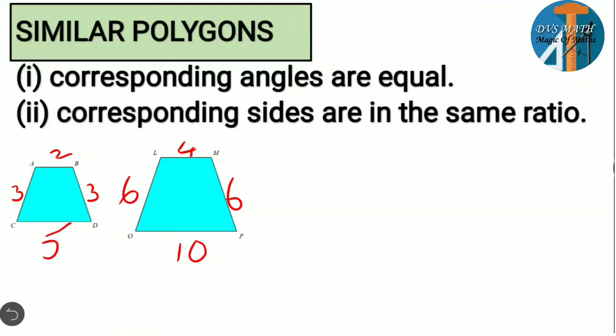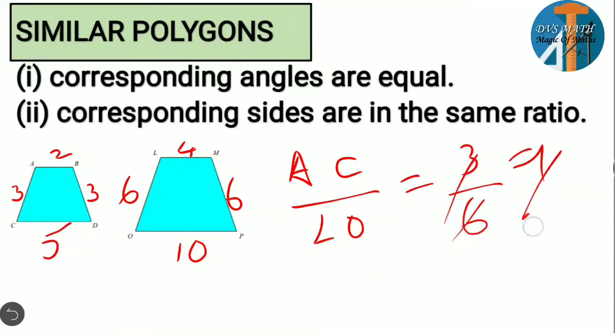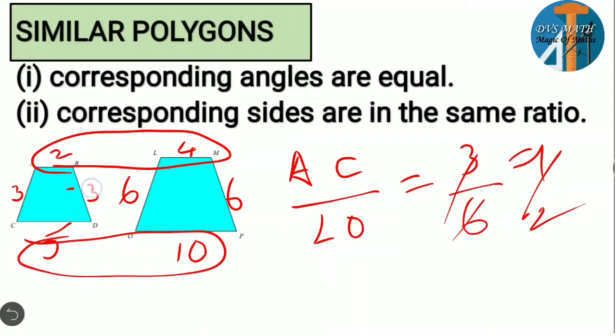Corresponding sides means, if I consider AC by LO, that is 3 by 6, what did I get? 1 by 2. Again, 2 by 4 is 1 by 2, 5 by 10 is 1 by 2, and this side 3 by 6 is 1 by 2. That means, as you know, ratio means we are taking the fraction form. So if we divide their sides, we get a constant in all the measurements. So their corresponding sides are in the same ratio.